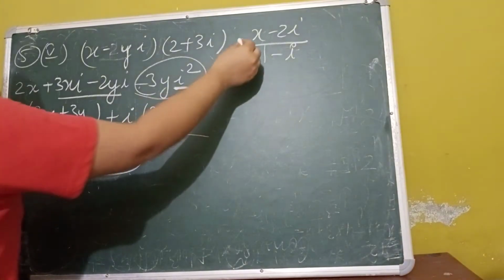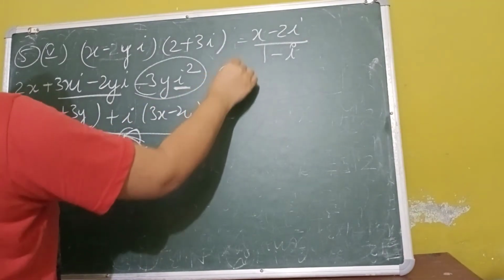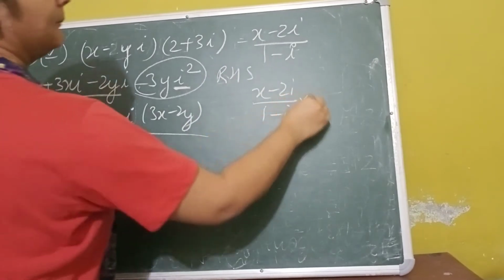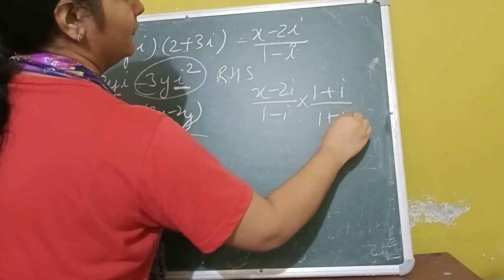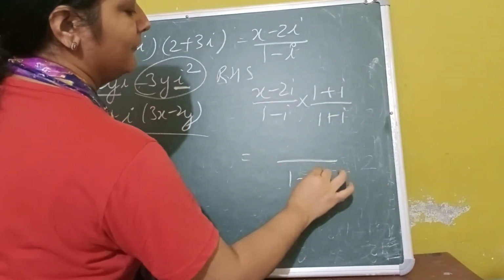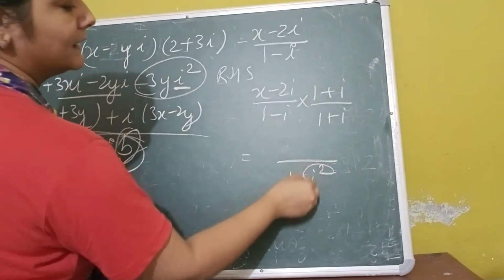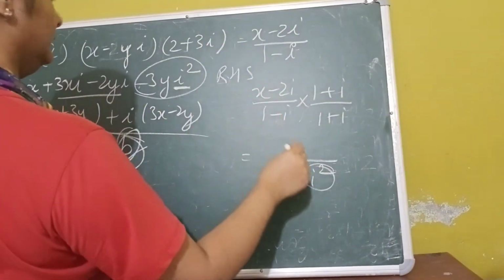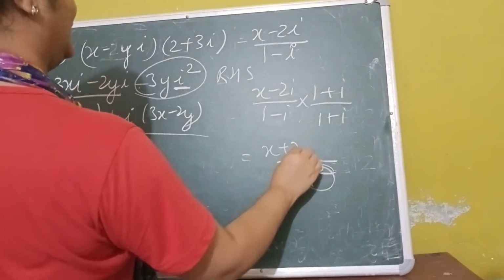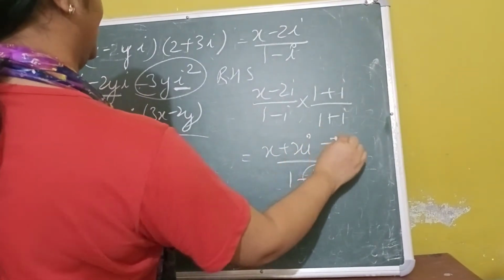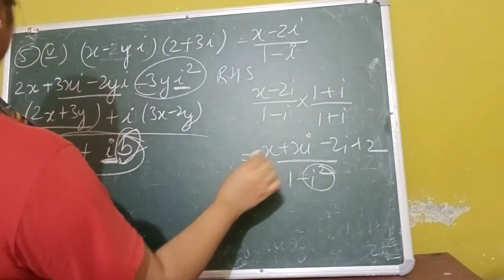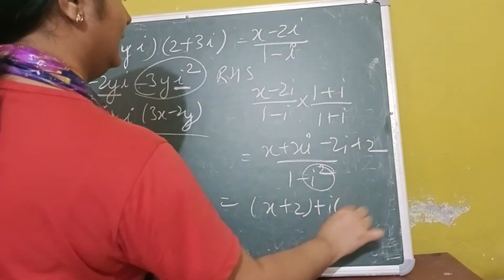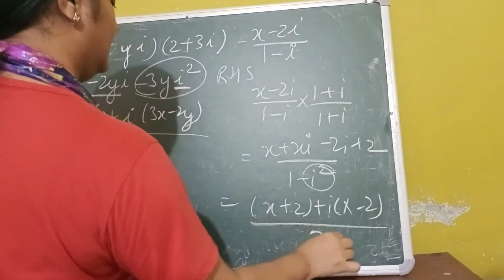Same I will do with the right hand side. The right hand side is x minus 2i upon 1 minus i. When we apply the conjugate, it will be 1 plus i upon 1 plus i. In the denominator, it will be 1 minus i square, that means i square is minus 1, so it will be 1 plus 1. And in the numerator, it will be x plus xi minus 2i plus 2. That means if I compare, it will be x plus 2 plus i times x minus 2, upon 2.